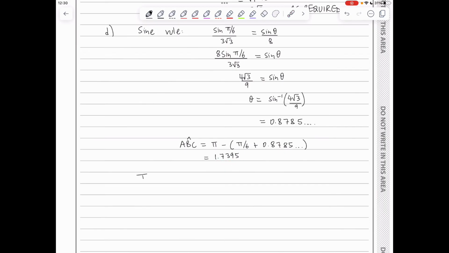And therefore the total area will be the 6 pi, which was the area of the major sector we found at the beginning, plus 9 root 3 over 4, which was the area of the triangle, plus a half times 3 root 3 times 8 times the sine of 1.7395..., which is the area of the triangle ABC. Put everything on the calculator, you get 43.236..., which to two significant figures rounds to 43 square meters.